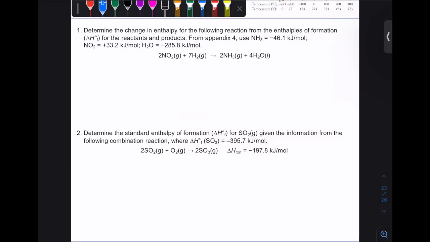So number 1 is determine the change in enthalpy for the following reaction from the enthalpies of formation. So that's delta H sub F for the reactants and products. And then I've given you some of the data from Appendix 4, and it's all listed for you there. So when you approach a problem like this, how do you want to solve it? What formula might you use, or what process might you use? Where do you even start?